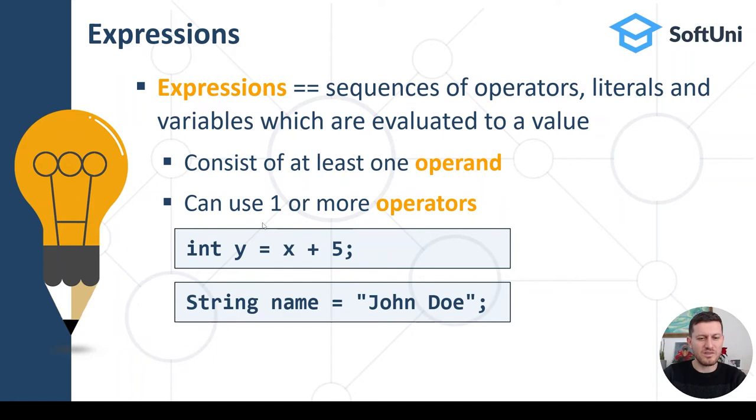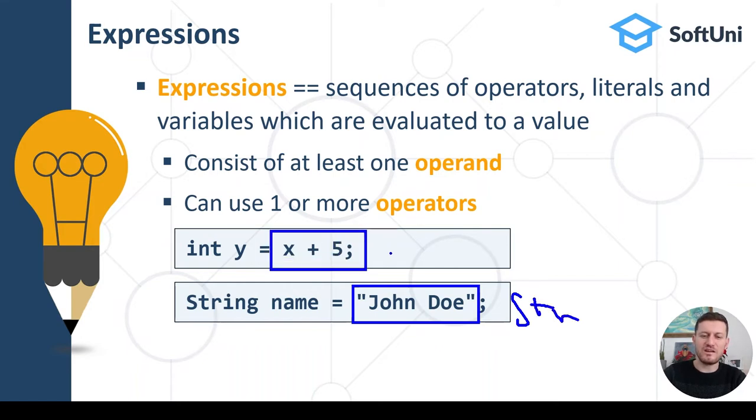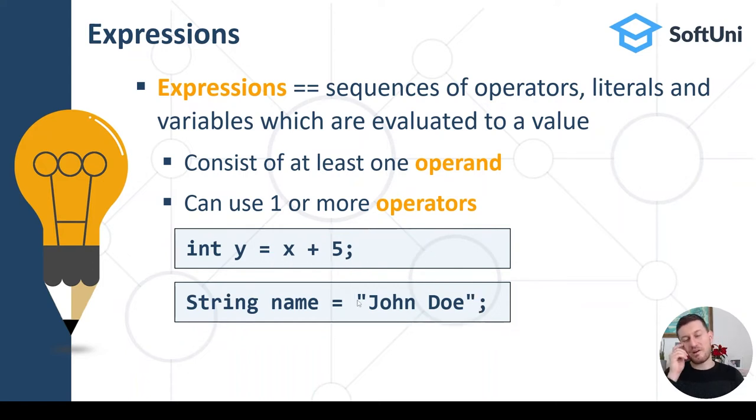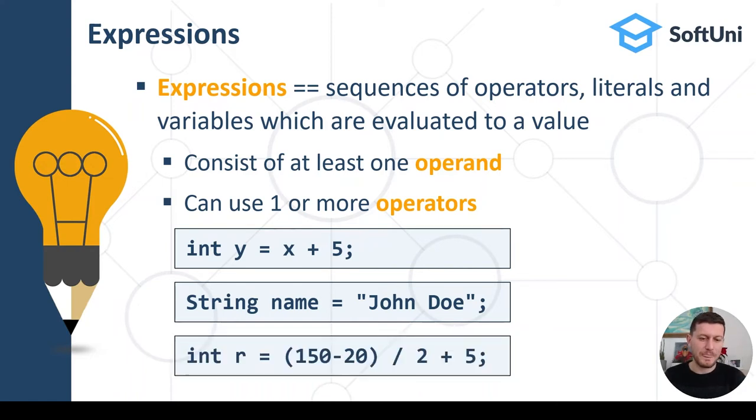This is another kind of expression, John Doe in quotes. It's an expression of type string. And this is an expression of type int. It is an integer, and we may have expressions of different types. For example, an expression of type student. So this is another example of an expression which includes brackets, some operators, some operands, and literals.